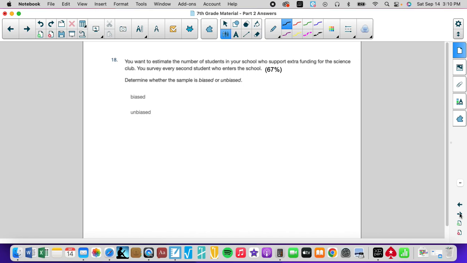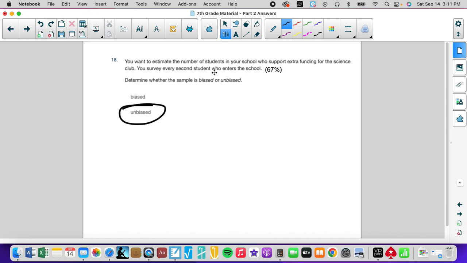Number 18, you want to estimate the number of students in your school who support extra funding for the science club. You survey every second student who enters the school. Determine whether the sample is biased or unbiased. That would be unbiased, because if it's the students coming into the school, there's no bias there. You're going to have 9th graders to 12th graders, science kids, art kids, PE kids, football kids. There's no bias there. It is very unbiased.